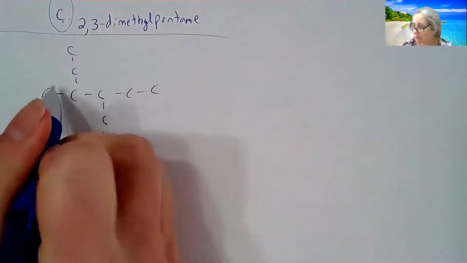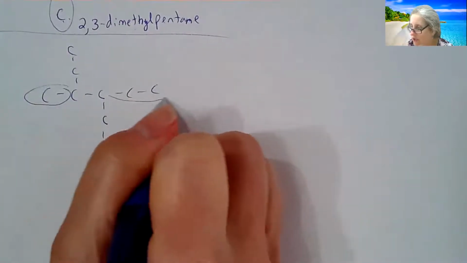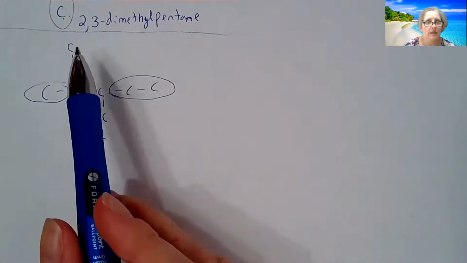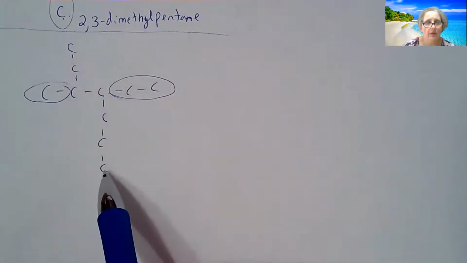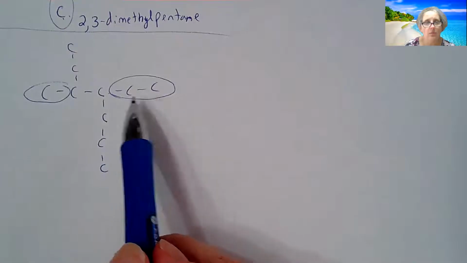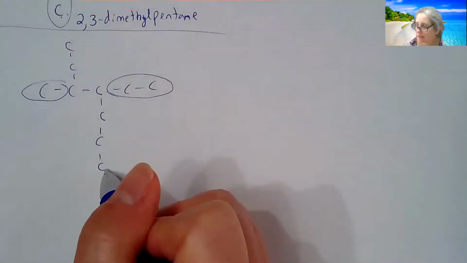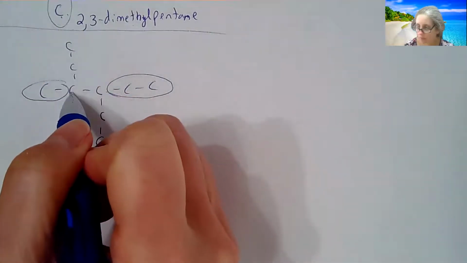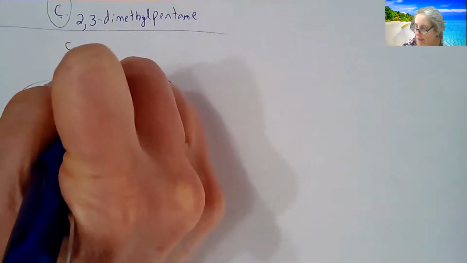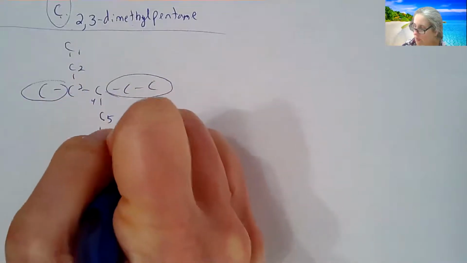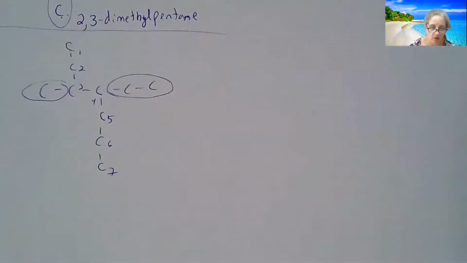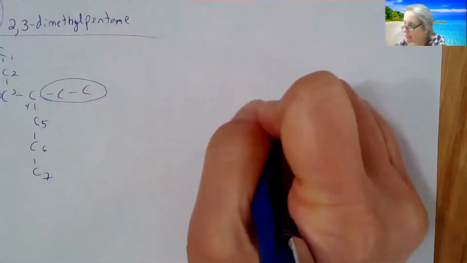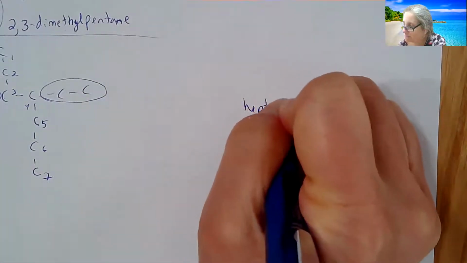Okay. Now what I have to understand is this is going to be a branch and that is going to be a branch. So I have to see if I start numbering here or if I start numbering down here, when does the branch first appear? So if I start down here, 1, 2, 3, 4, it's off the 4th. Here it's 1, 2, 3. So I want to start numbering here for my longest chain. So my longest chain happens to be 7. So this is going to end in heptane.